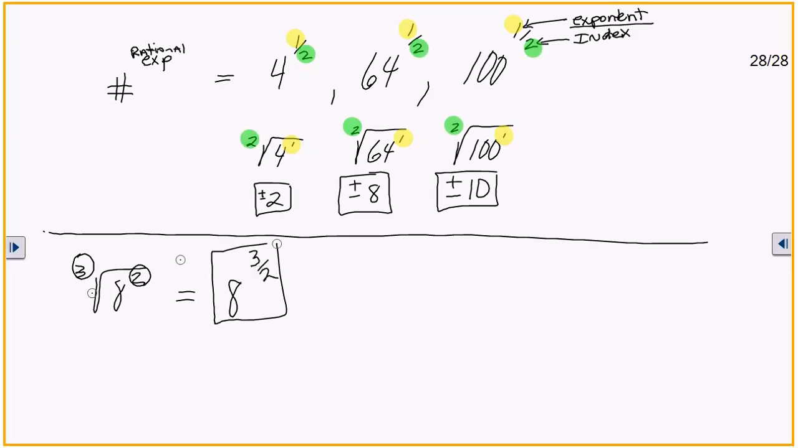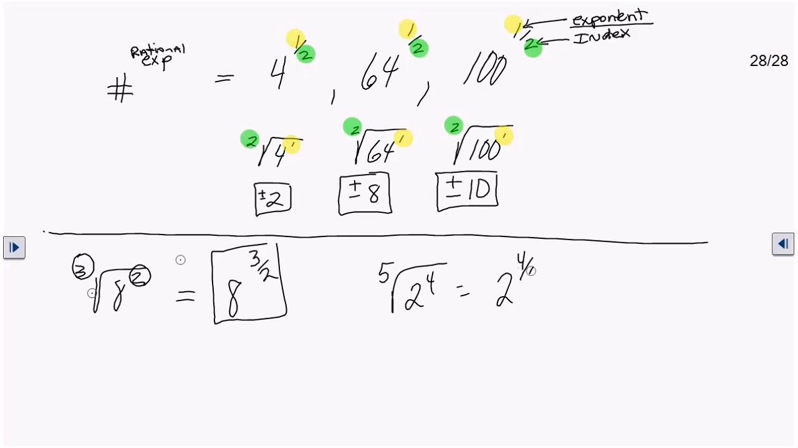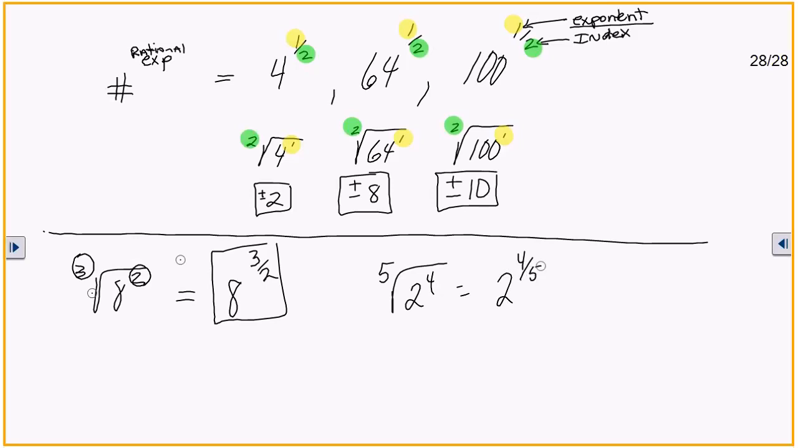How about the 5th root of 2 to the 4th power? Well, that's 2 to the 4/5 power. So I can rewrite a radical as a rational exponent, or I can write a rational exponent as a radical. This is something that you need to put along with your even and odd exponent notes: you can rewrite a radical as a rational exponent, and you can write a rational exponent as a radical.